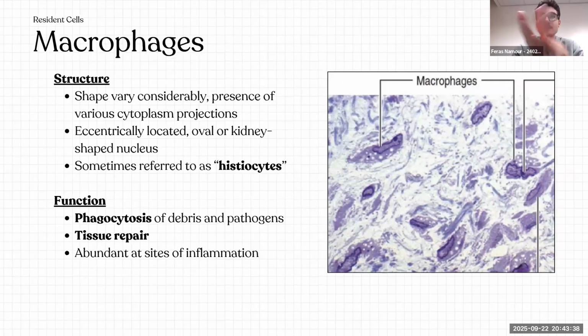Macrophages, I already talked about this a little bit. It's a differentiated monocyte, and sometimes we refer to it as a histiocyte. There are certain diseases, other things, all right? This is just a fun fact. Macrophages vary a lot in shape. Sometimes it's very easy to identify, sometimes it's not. Refer to your hematopoiesis lecture because you're going to have better pictures of macrophages there. But you should know their function. Macrophages phagocytose debris and pathogens, and they're also responsible for tissue repair. So we're going to see them in areas abundant with inflammation.